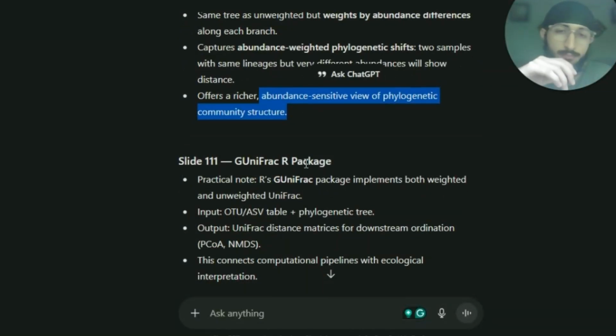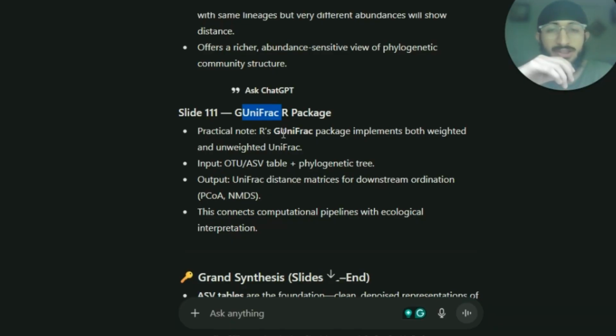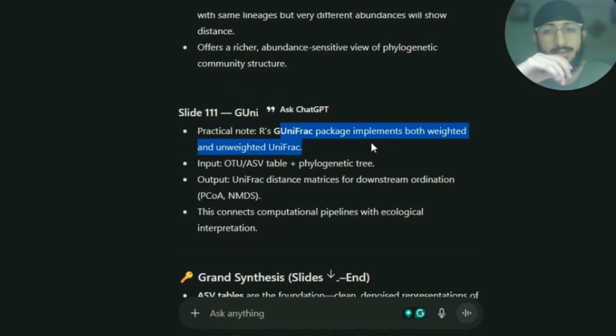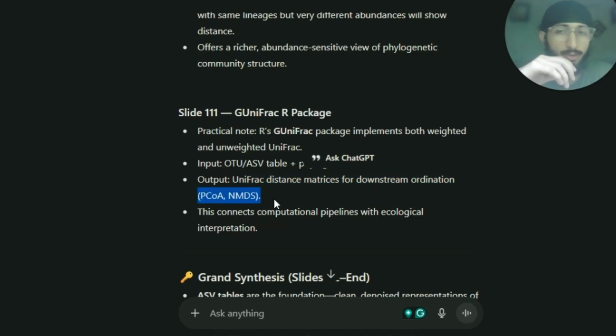Now moving on, we have the GUniFrac R package. So a practical note, the GUniFrac package implements both the weighted as well as the unweighted UniFrac. We give the input as an OTU or ASV table plus the phylogenetic tree. The output that comes is UniFrac distance matrices for downstream ordination, PCoA, that is principal coordinate analysis, and NMDS.